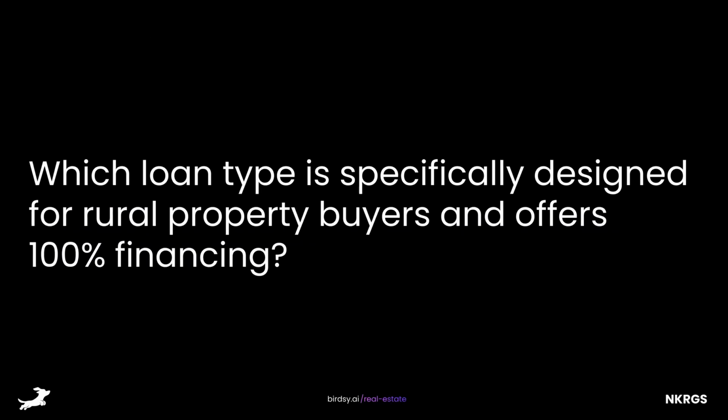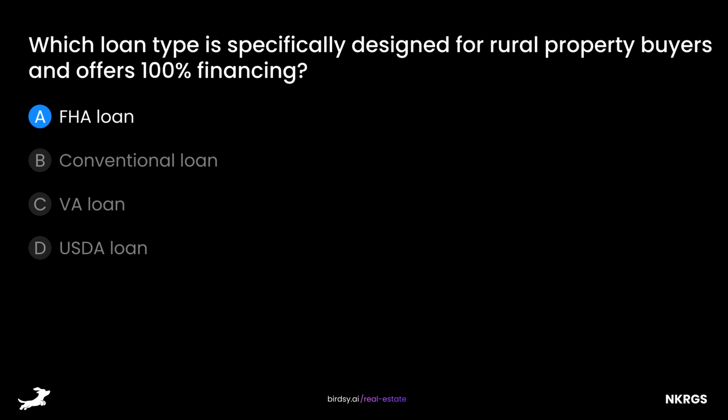Which loan type is specifically designed for rural property buyers and offers 100% financing? Is it A, the Federal Housing Administration FHA loan, B, conventional loan, C, Veterans Affairs VA loan, or D, the U.S. Department of Agriculture USDA loan?